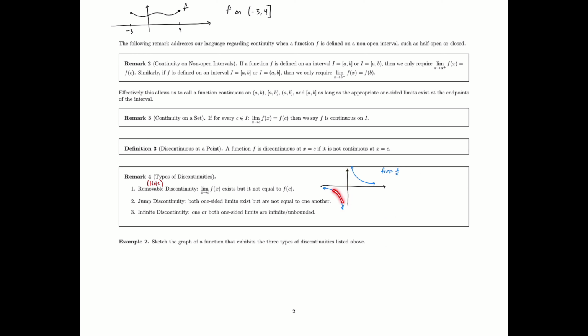In this case, the left-hand limit equals negative infinity. The right-hand limit, as we approach 0, equals positive infinity. So in this case, both of the one-sided limits are infinite or unbounded. A clarification here: infinite doesn't necessarily mean positive infinity or negative infinity. In either case, both positive or negative infinity, they are both unbounded. They are both infinite. Please do not assume positivity here. This could be negative infinity.